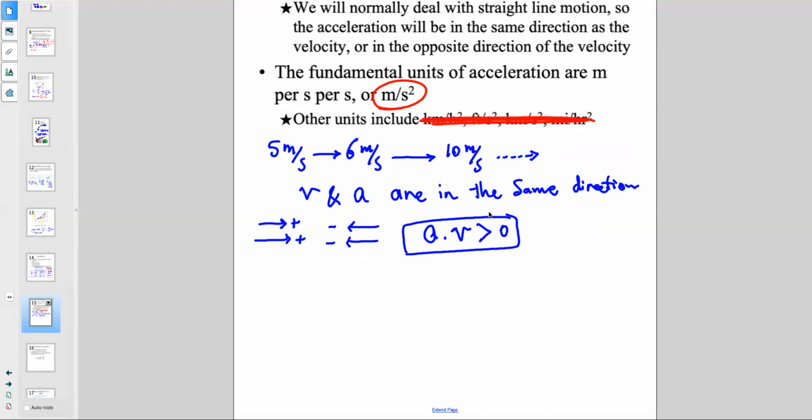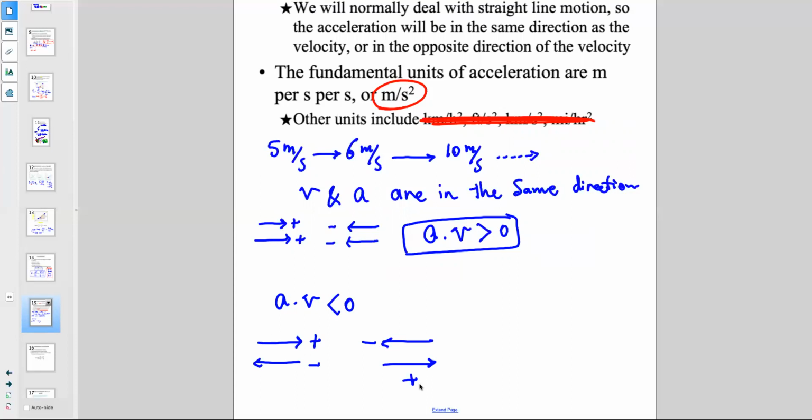However, if you're losing speed, that means your speed is decreasing over time. If you multiply a and v, you'll end up with a negative number. So your velocity is positive, but your acceleration is negative. Or your velocity is negative, but your acceleration is positive.